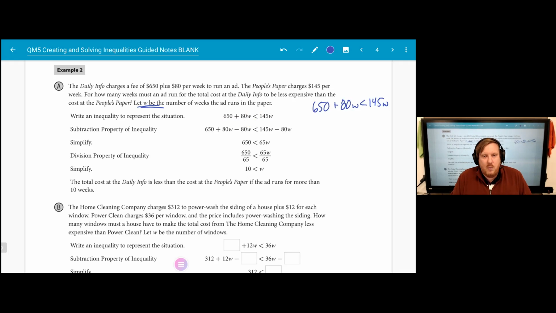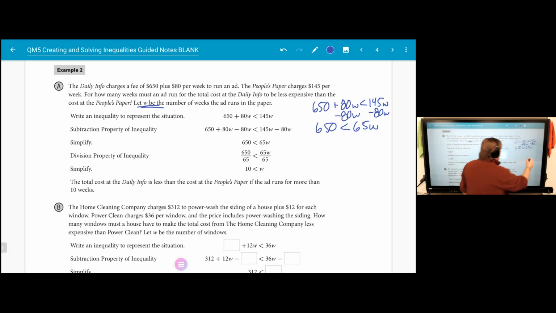Now, you can do this multiple ways. I'm going to show you the way that you can do it to not end up having to flip the inequality if you divide by a negative. Okay, so what I'm going to do is look at where I have more of my variable. In this case, my variable is W. I have 145 on the right and 80 on the left. I want to move my variable to the side with more. There are more W's on the right than the left. I'm going to get rid of the W's on the left by subtracting 80W from both sides. 650 is less than 65W.